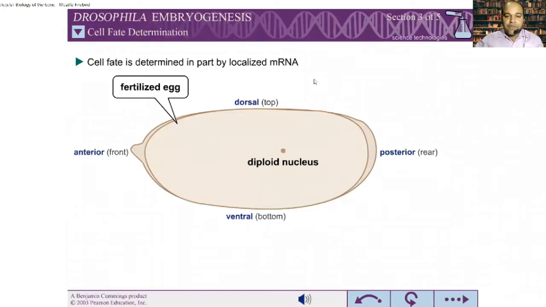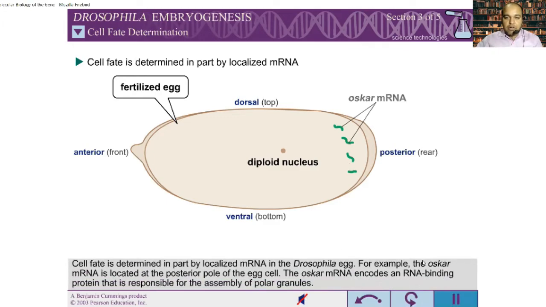In what manner the cells are going to be differentiated. Look here. Now, there is an mRNA which is going to be present towards the posterior part of the egg, and this mRNA is commonly referred to as the Oskar mRNA. The Oskar mRNA encodes an RNA binding protein that is responsible for the assembly of polar granules, and these polar granules will give rise to the gametic cells in the case of Drosophila melanogaster.